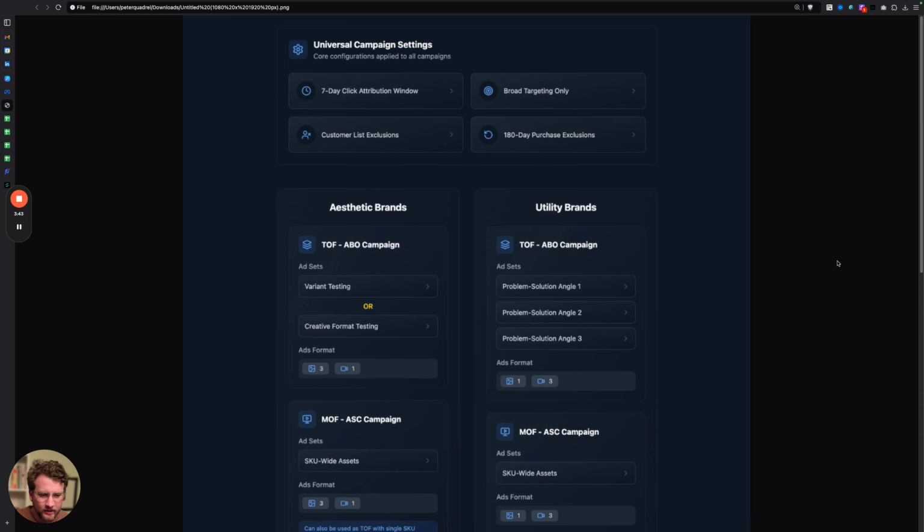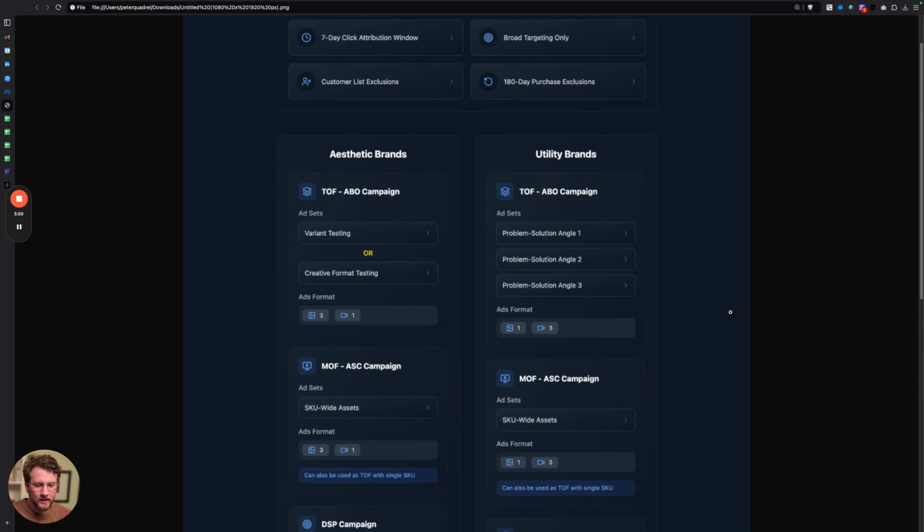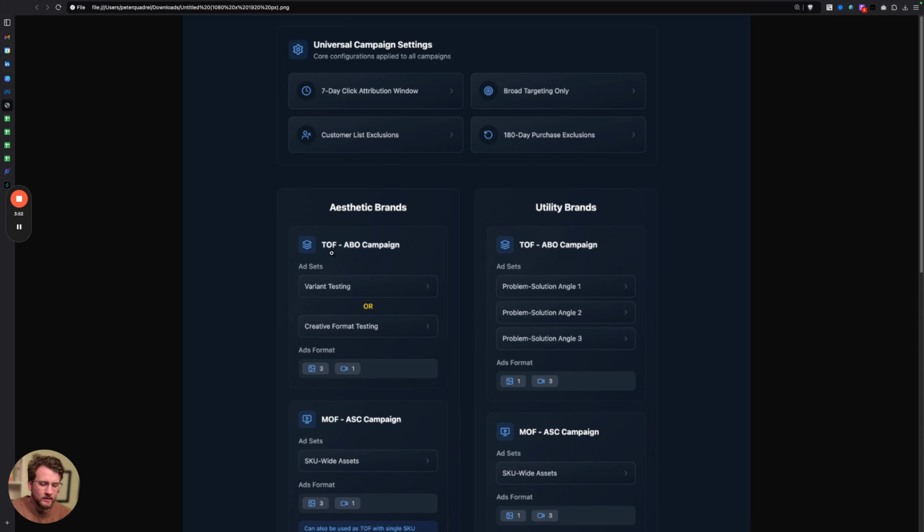Again, 180-day purchase exclusions for all of our top of funnel campaigns. And we'll talk about lower funnel activities here in a minute. So we really separate brands into two categories: aesthetic-based brands and utility brands. And there is, of course, some gray area. There's overlap here for sure, but typically you're going to fall into one of these categories.